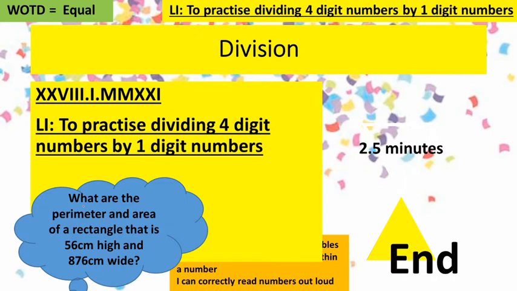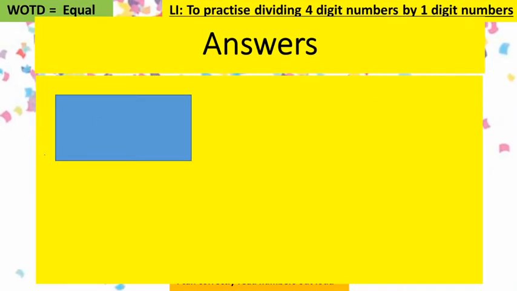Okay, let's have a look at that question. So we know that it is 56 centimeters high, 876 centimeters wide. We know that opposite and parallel lines of the rectangle are equal. So I can put these lengths in. That's 56. This must be 56.